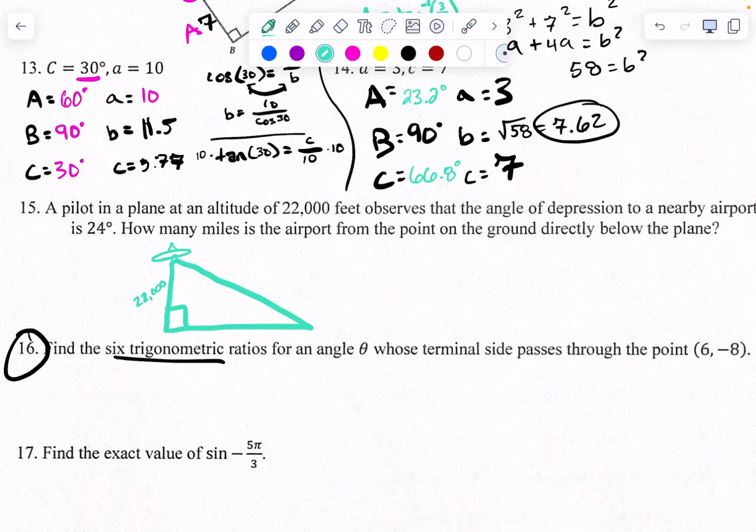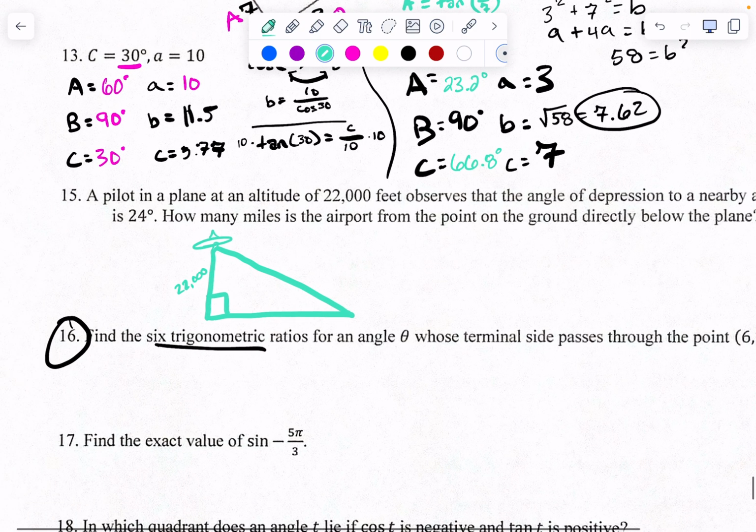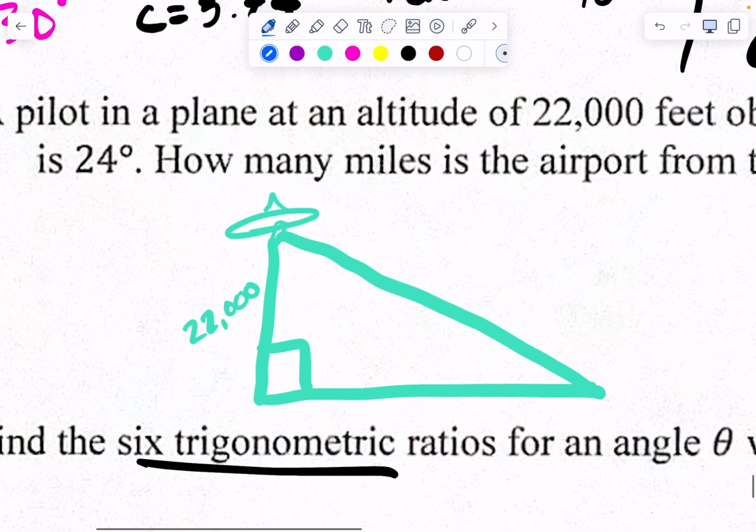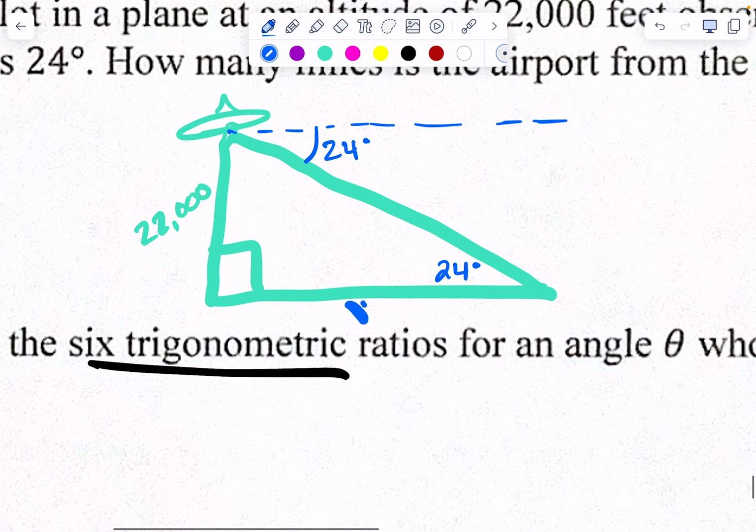All right. The angle of depression to a nearby airport is 24 degrees. Depression means horizontal down. Like if the plane would keep flying, horizontal down is 24 degrees. Which means that the bottom right corner is 24 degrees as well. Yes? Because those are alternate interior angles. It all fits together. They are wanting us to find the bottom side.